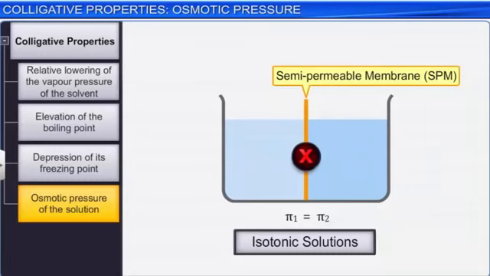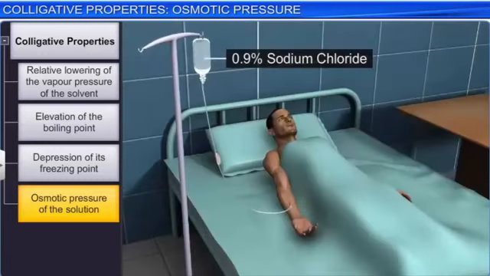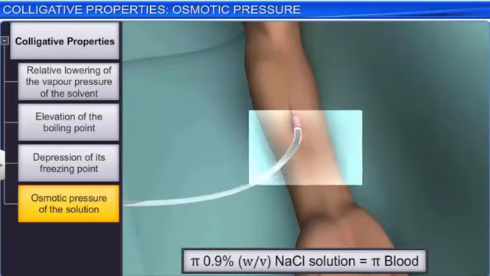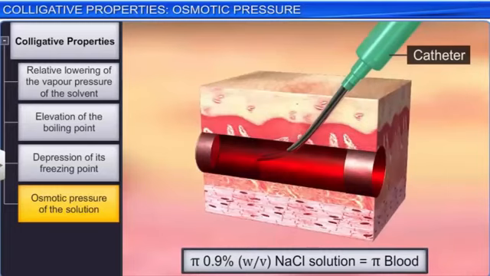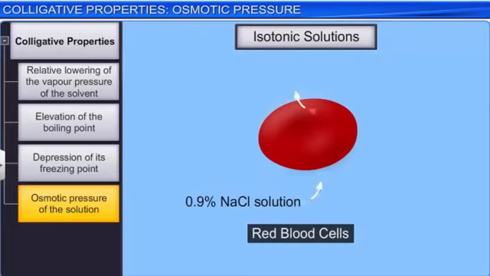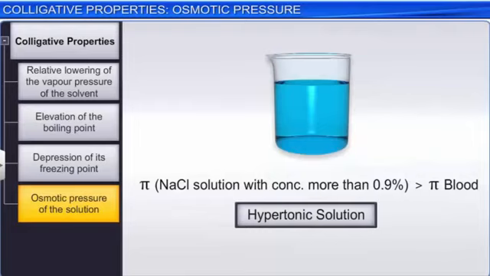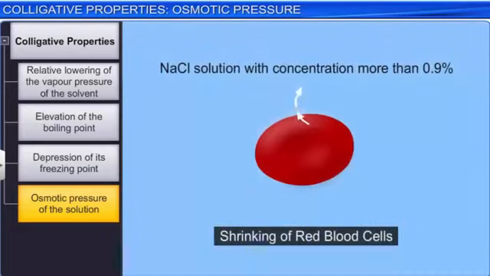It is because of this reason that in an intravenous injection, 0.9% mass by volume sodium chloride solution, called normal saline solution, is used, since it is isotonic with the fluid inside the red blood cells. A sodium chloride solution with the concentration more than 0.9% mass by volume is called a hypertonic solution, and red blood cells shrink when placed in this solution.